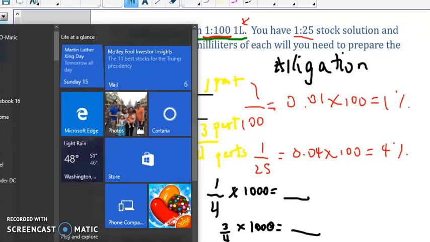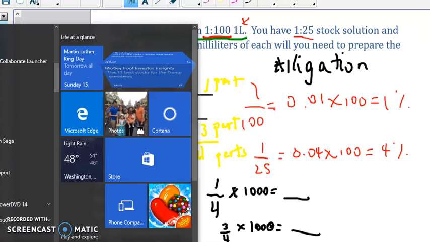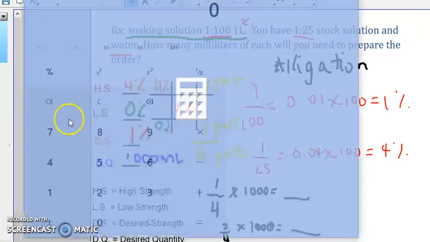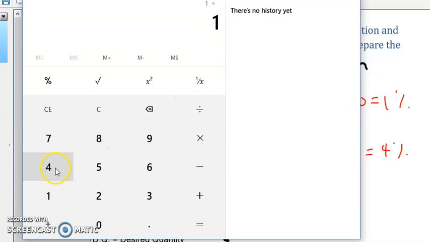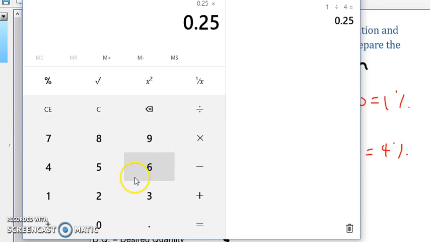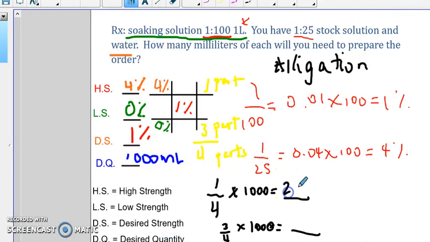Now let's just take that multiplication. Very simple calculation that needs to be done here. Let's take our calculator. Here we go. So now we have 1 divided by 4 is equal to 0.25 times 1000 mLs. And this is going to give us 250 mLs of the 4%.